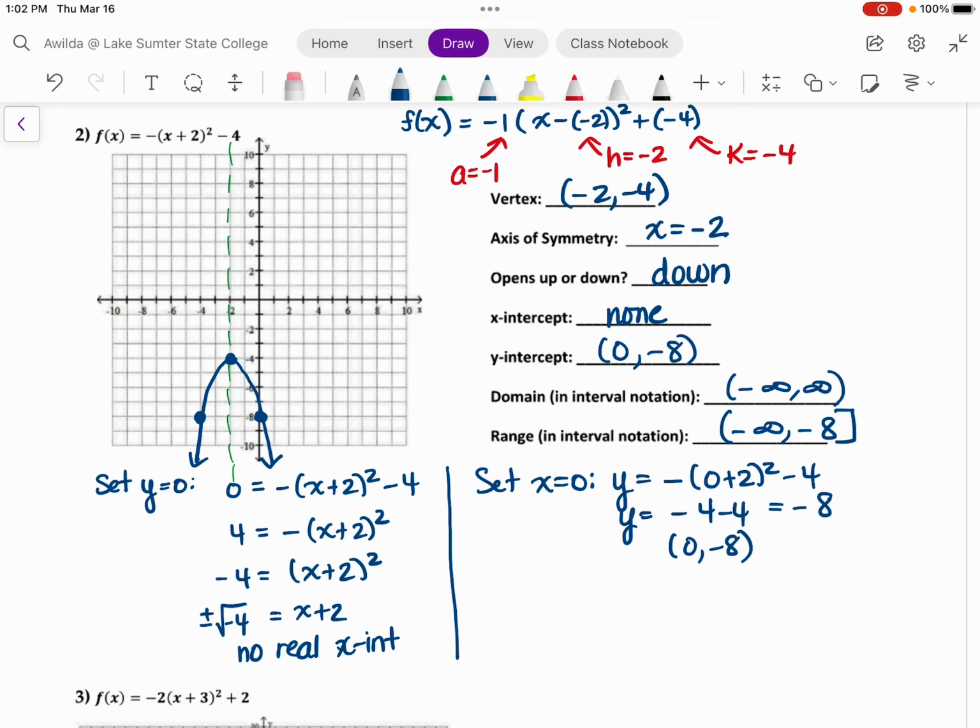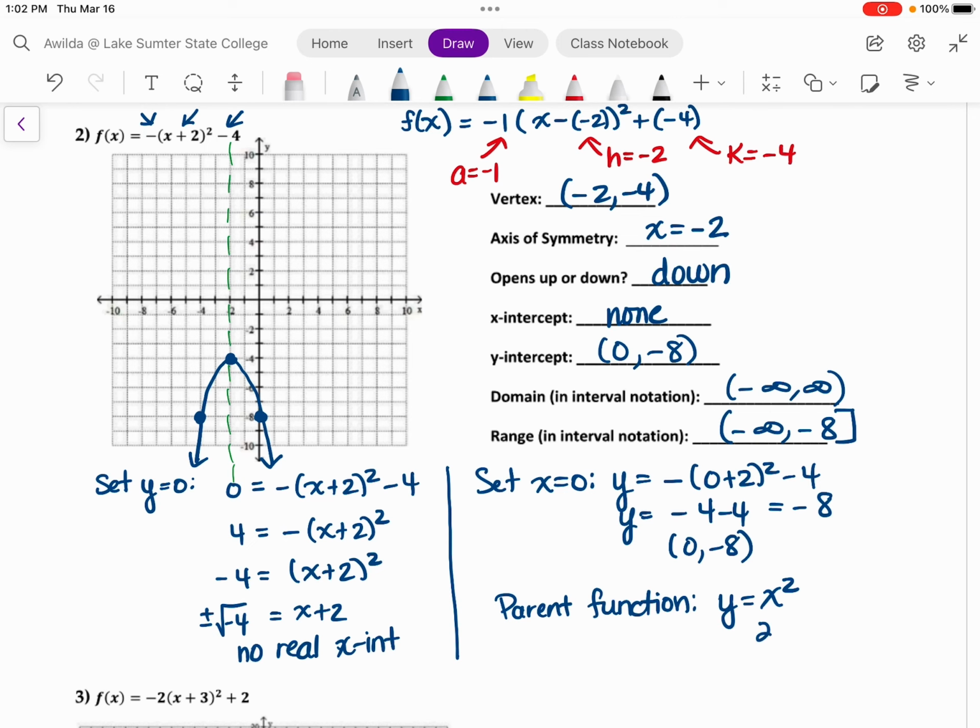Again, if we think about transformations and we think about the parent function being the square function, y equals x squared, I see three transformations. I see a horizontal shift 2 units to the left. I see a vertical shift 4 units down. And then I also see a reflection that is vertical across the x-axis. So the graph that we have here could also have been obtained by those three transformations.